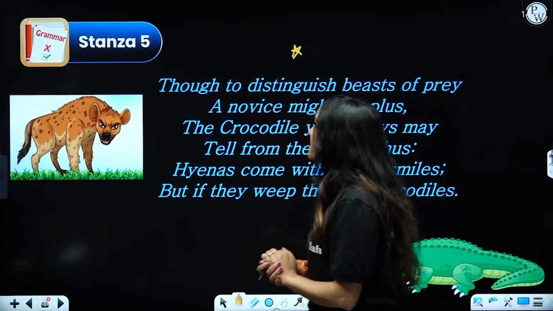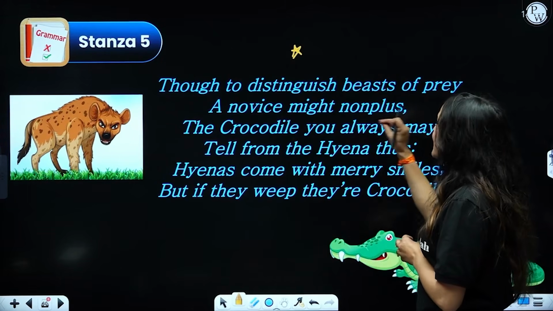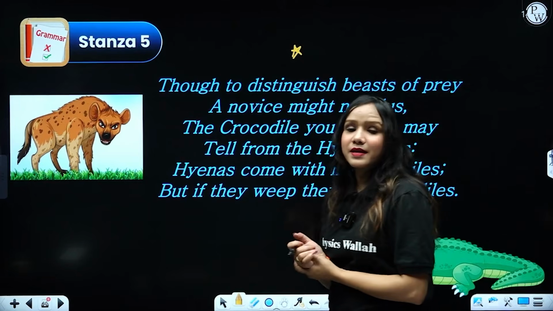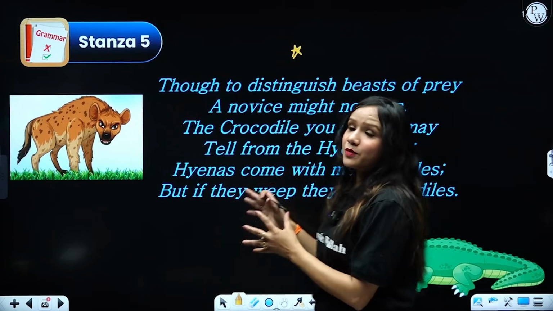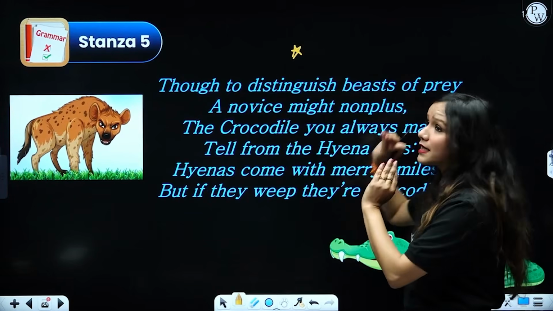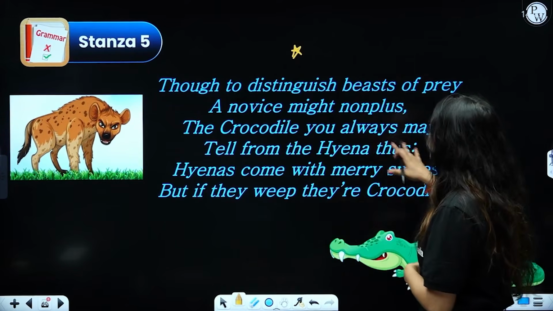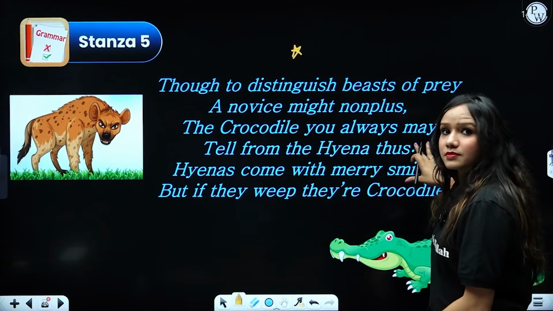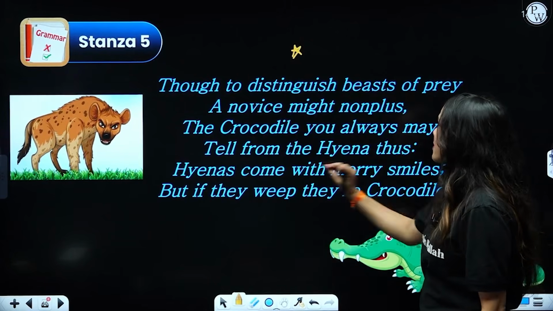Let's see that. Though to distinguish beasts of prey, a novice might nonplus. Ideally the correct sentence form would be a novice might be nonplussed, but here the poet has used nonplus in order to create a rhythmic effect, so that it can rhyme with other words, other lines as well. The crocodile you always may tell from the hyenas thus.